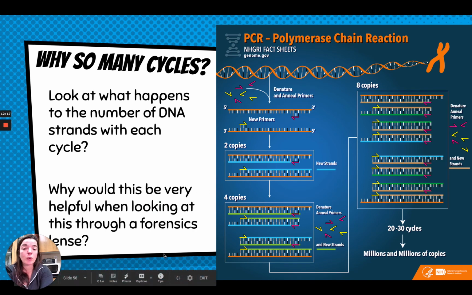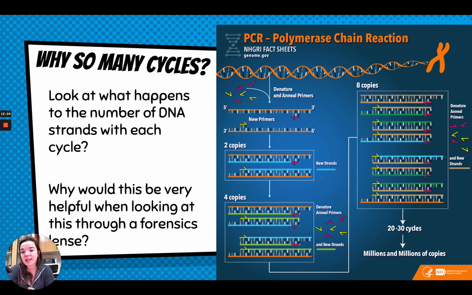Not with the other 6 feet of information, just that target that you are looking for. Okay, so with the forensics lens, this also helps so much, because you can go in, like we said, with very little DNA data, and then make these copies, and now all of a sudden go from having a little bit of data to having a lot of data.